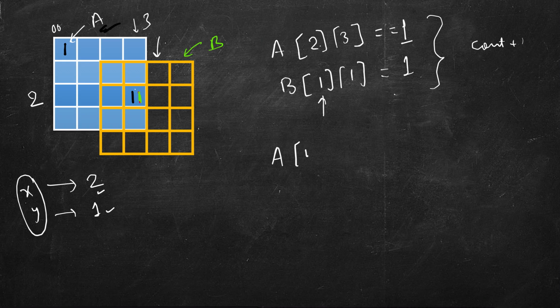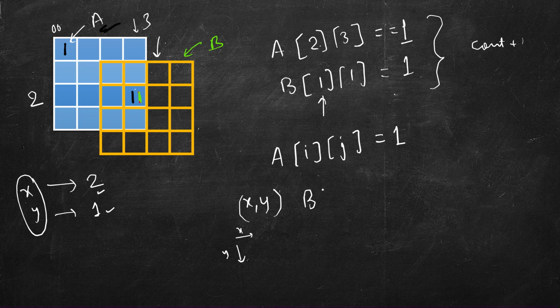So now let's generalize. We are looking at A[i][j]. When A[i][j] is 1 and the shift is, let's say, X in the X direction and Y in the Y direction, then B, what is this? This is nothing but this value minus X, minus Y. Why? Because if we put it back, we will have to move it left by 2 units and up by 1 unit. So this is B[i - Y][j - X].